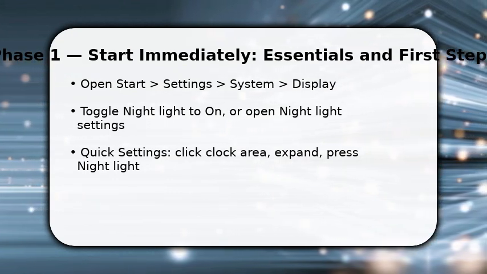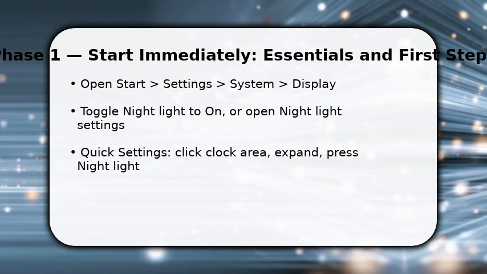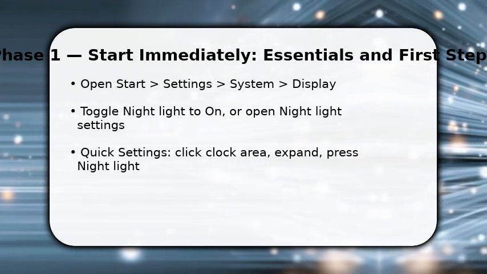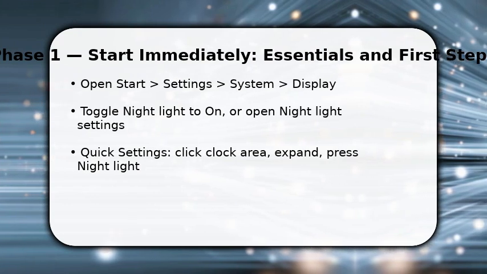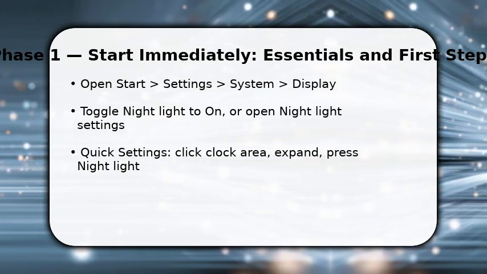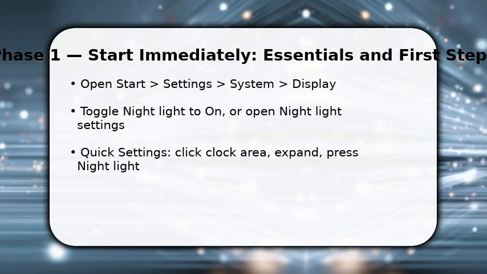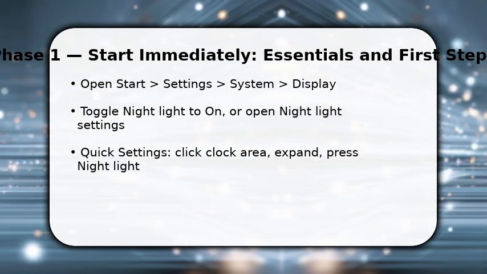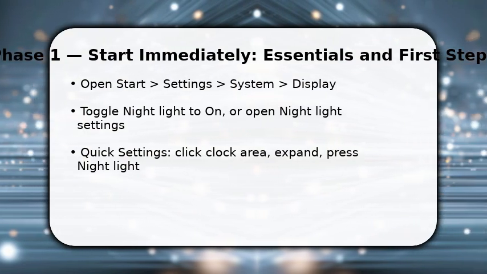Make sure to use Quick Settings if you need a faster route. Click the clock, expand, and tap Night Light. You do this because Night Light reduces blue light and eases eye strain at night. By enabling it now, you can immediately customize color temperature and schedule in the next step.